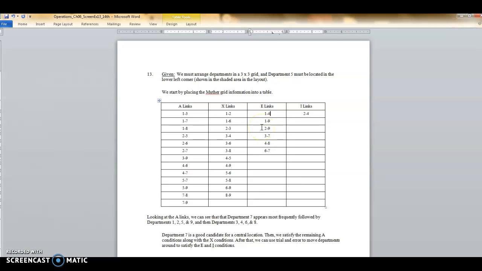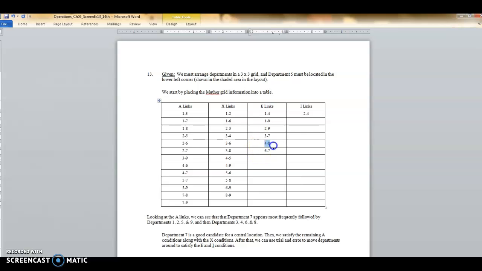So for the E's, I have two E's. Those are in yellow, corresponding with department number 1. They're with department number 4 and department number 9. For department number 2, I have one E, and that corresponds with department number 9. For department number 3, I have one E, and that corresponds with department number 7. Department number 4, I have one E, and that corresponds to department number 8.